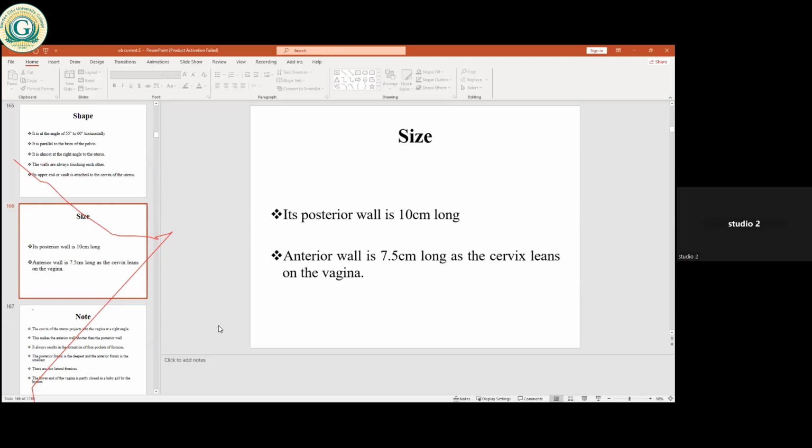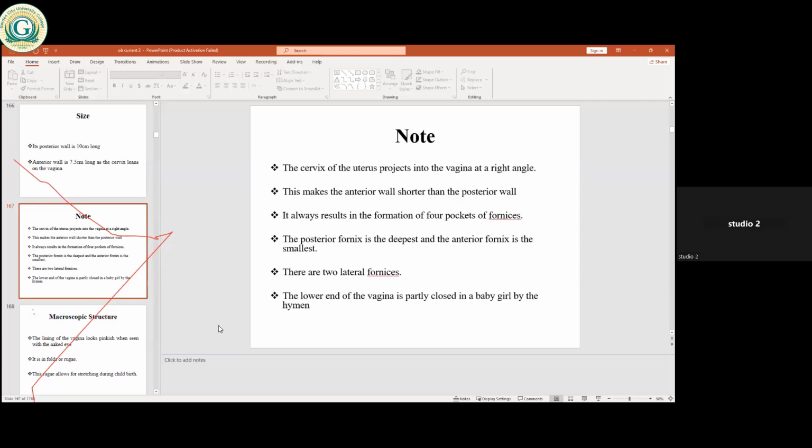as the cervix leans. Cervix is found to be inside the vagina. It leans on the vagina. So it has reduced the length of the anterior wall. The cervix of the uterus projects into the vagina at right angles. This makes the anterior wall shorter than the posterior wall. It always results in the formation of four pockets. Posterior fornix is the deepest, and the anterior fornix is the smallest. And then we have the lateral fornices.